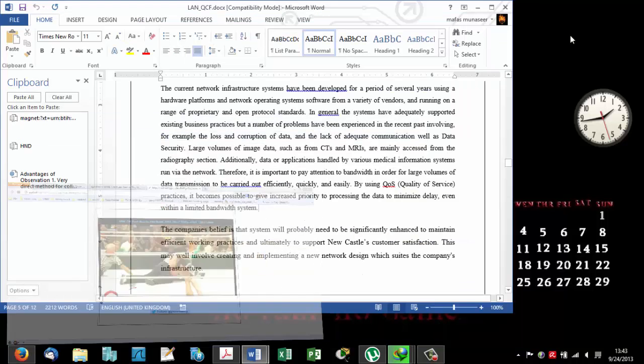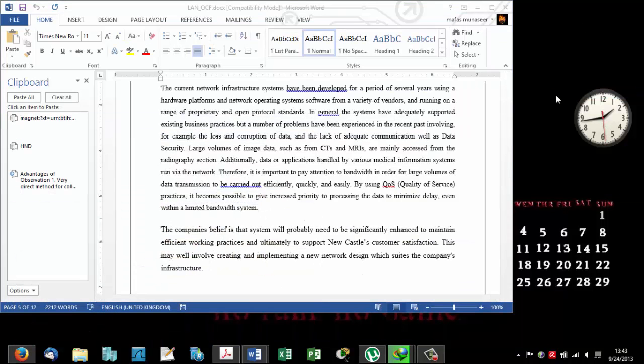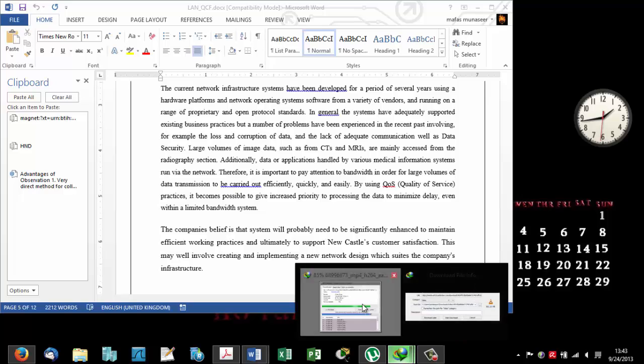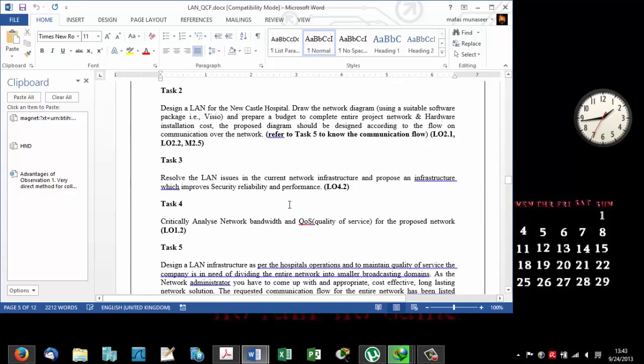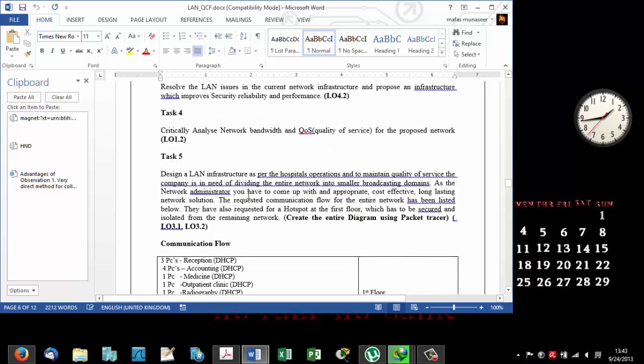Okay, that's done. Design a LAN that is not just for hospital operation but also maintains quality of service. The company is in need of dividing the entire network into smaller broadcast domains. As the network administrator, you will come up with an appropriate, cost-effective, long-lasting network solution. The requested communication flow for the entire network has been listed below. They have also requested hotspots at the first floor, which has to be secured and isolated from the remaining networks. Read that and implement it.